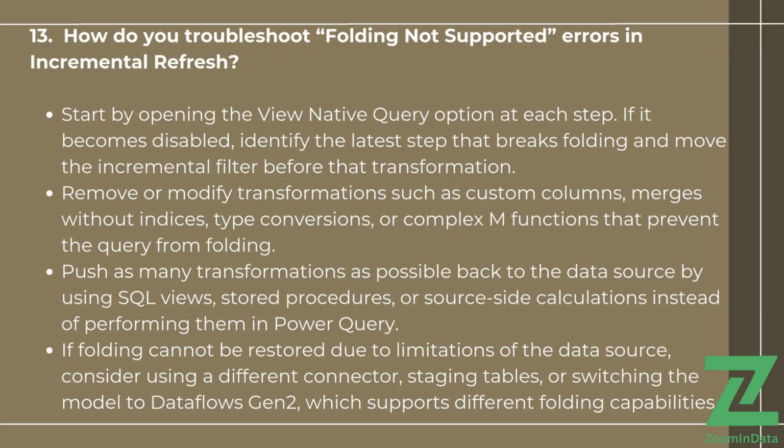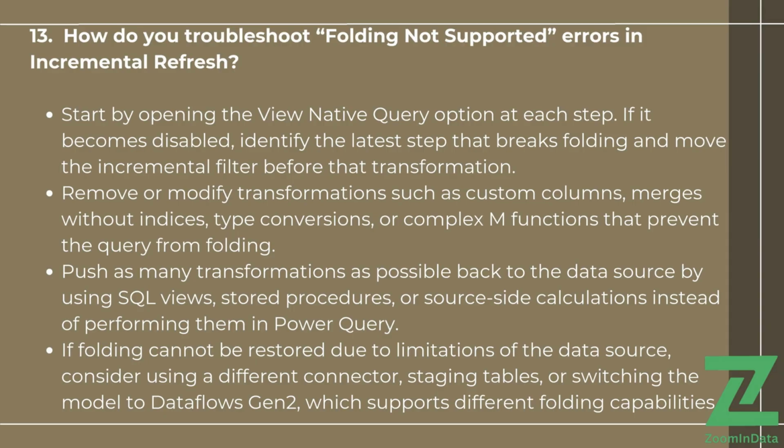13th question. How do you troubleshoot folding not supported errors in incremental refresh? Start by opening the View Native Query option at each step. If it becomes disabled, identify the latest step that breaks folding and move the incremental filter before that transformation.